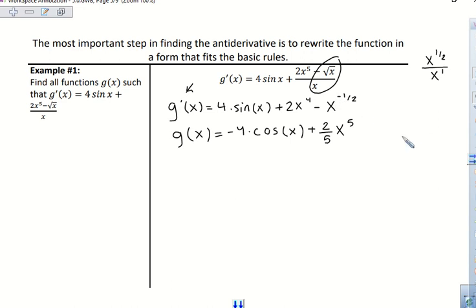1/2. So this is going to be to the 1/2 power, but remember, you have to divide by your new power, correct? So when you divide by 1/2, it's the same thing as what? Multiplying by 2. And then, of course, don't forget the plus c, for that constant we don't know.